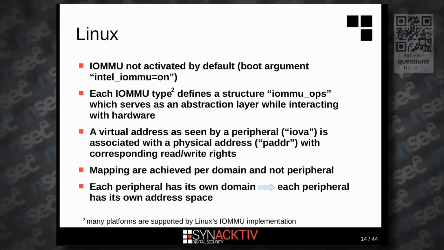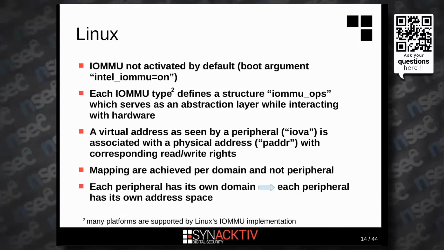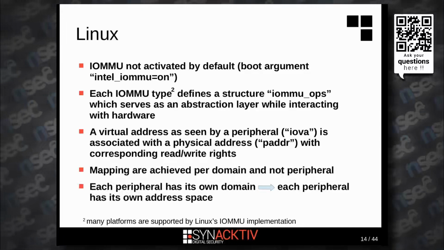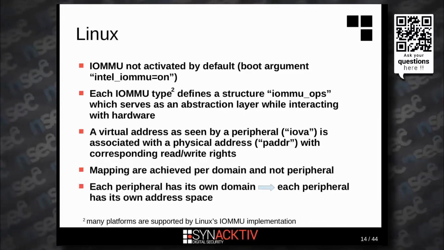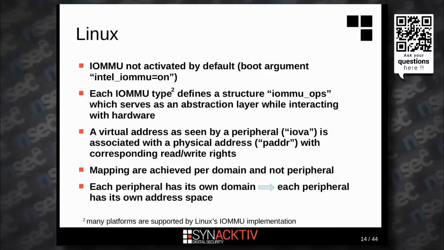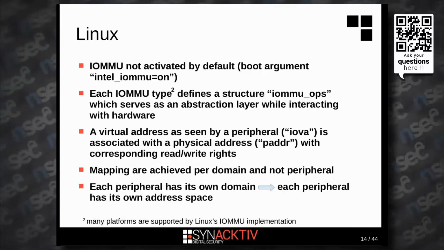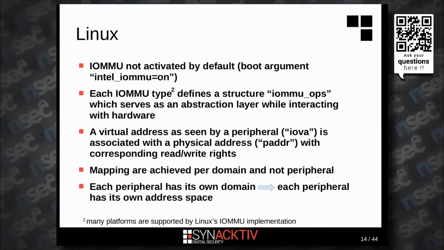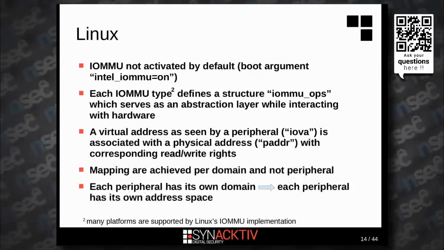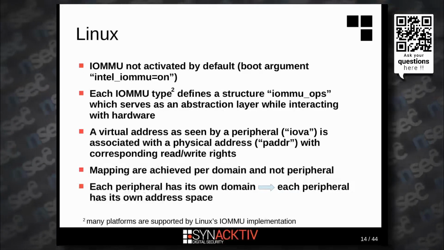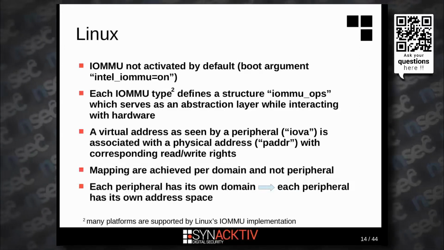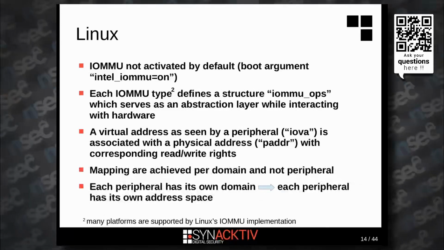And here on the slide, when I say platform type, I don't refer to x86, x64, etc., but more to Intel, AMD, and so on. In the Linux world, a virtual address as seen by a peripheral is called an IOVA. It is associated with a physical address, PADDR, with its corresponding rights. On Linux, mapping is achieved per domain and not per peripheral, but each peripheral has its own domain. So in fact, each peripheral has its own address space.